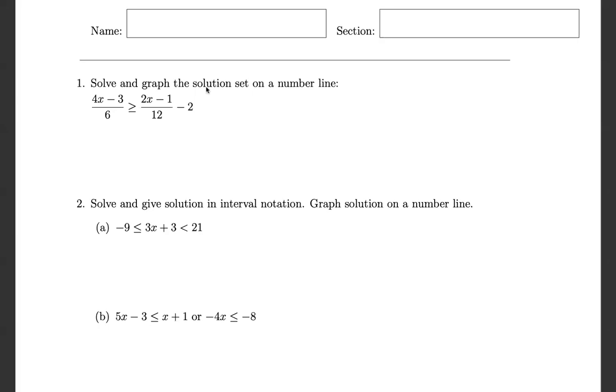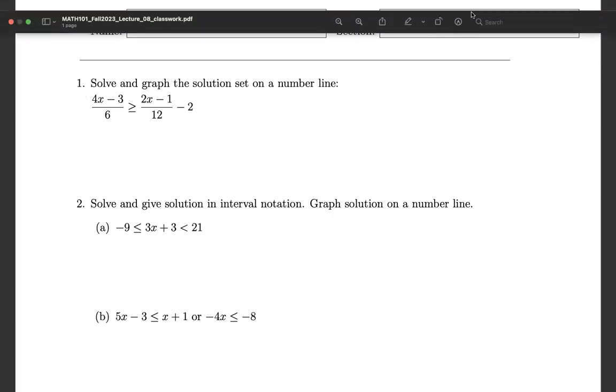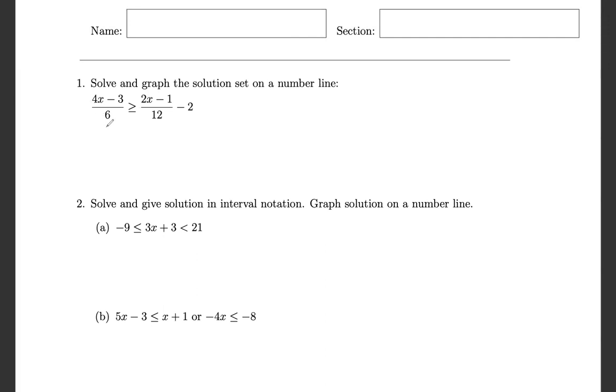Classwork 8, solve inequalities. So let's see the first one. The first one, we see denominators. Here we have 1/6, here we have 1/12. So we're looking for the least common denominator, or least common multiple.